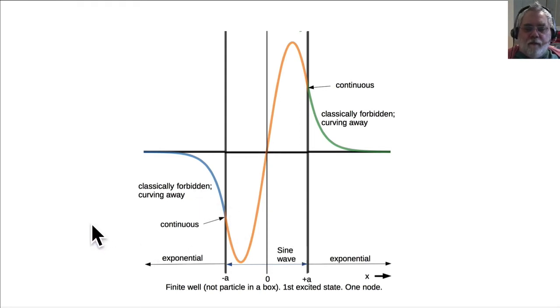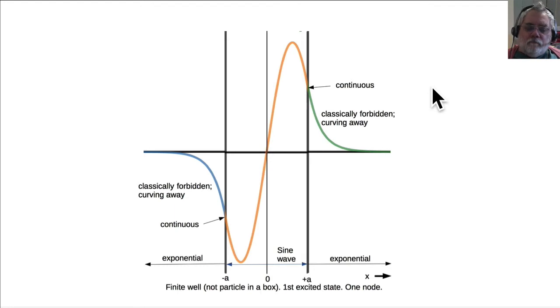The energy that I'm using here is not enough for the particle to escape the well. So energy minus potential energy inside the well is greater than 0, and we have a sinusoid and the curvature of the curve curves toward the axis.